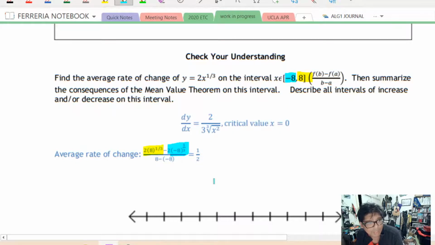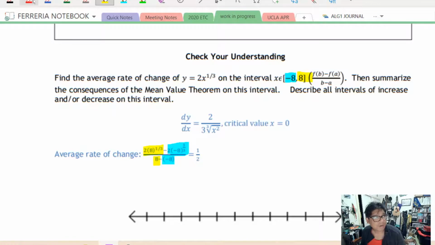So I believe this becomes 4 minus negative 4, which is, oh, that's 8. That's our numerator, it's 8. How about our denominator? That's going to be 8 minus negative 8, which is going to give us 16. So 8 over 16, that's equal to 1/2. So our average rate of change is 1/2. That takes care of this first part.